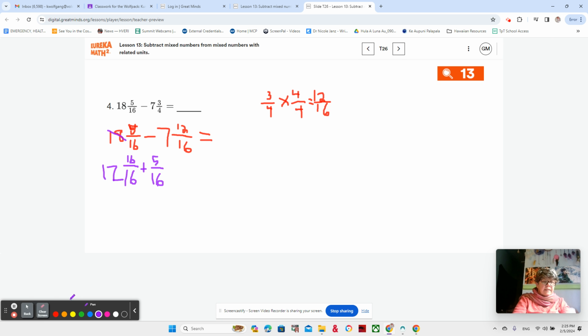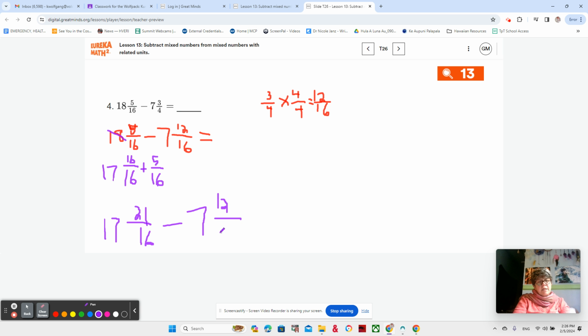Let's see if I can get an eraser. There we go. All right. So now we have 16 plus 5. That's 21. You can count it up on your fingers if you need to. 21/16. So 17 and 21/16 minus 7 and 12/16.